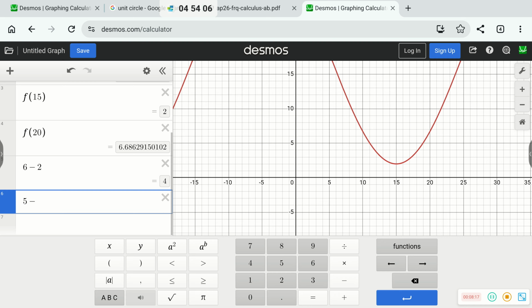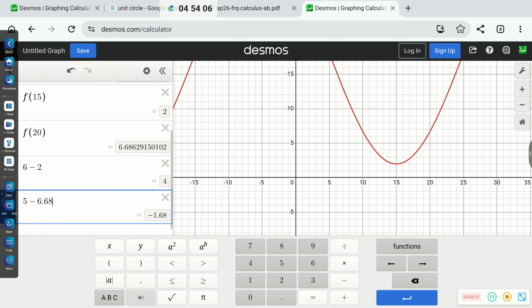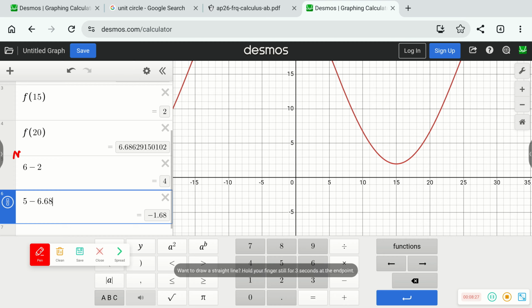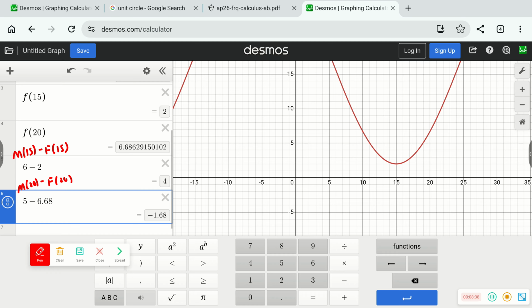And then 5 minus 6.68. Just to clarify what this is: M of 15 minus f of 15, and this is M of 20 minus f of 20. And you can see that there is a transition as we go from 15 to 20. There's a transition from positive to negative.